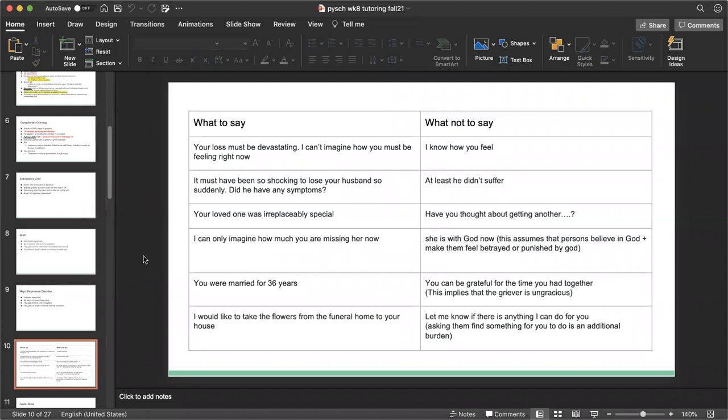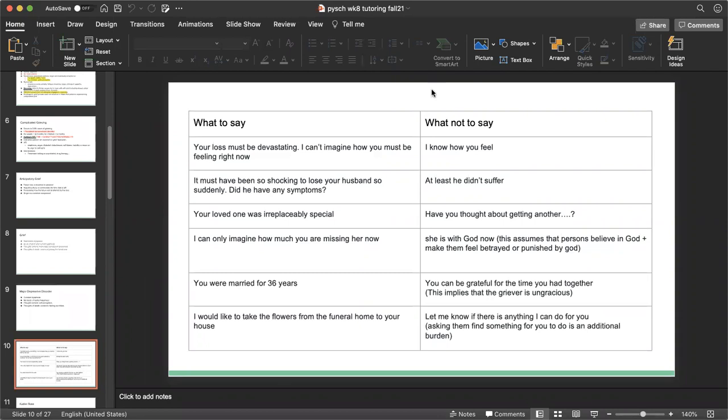So here are things you should say to people when they are grieving, and things not to say. What you should say is: your loss must be devastating. I can't imagine how you must be feeling right now. Or, it must have been so shocking to lose your husband so suddenly. Did he have any symptoms? Your loved one was irreplaceably special. I can only imagine how much you're missing her now. You were married for 46 years, and I would like to take the flowers from the funeral home to your house. Those are examples of good things to say, because you're not sympathizing, you're empathizing with them.